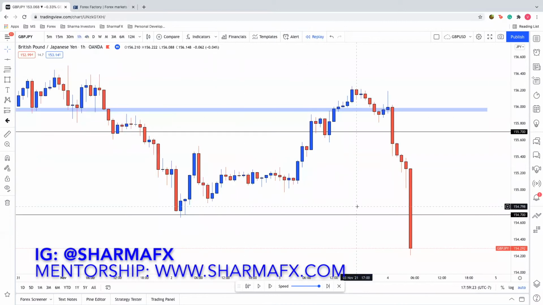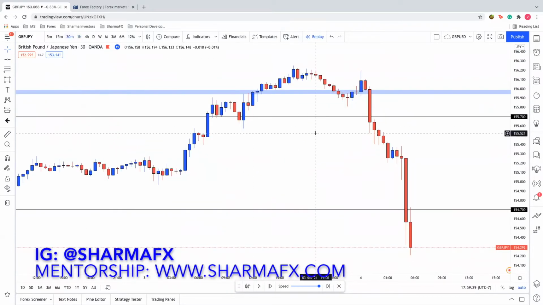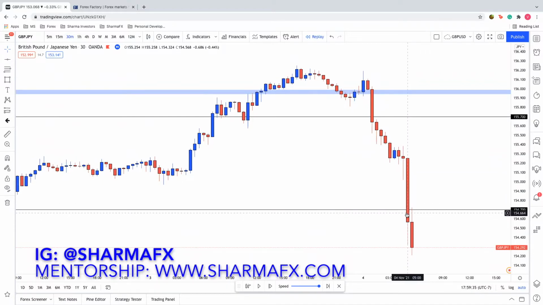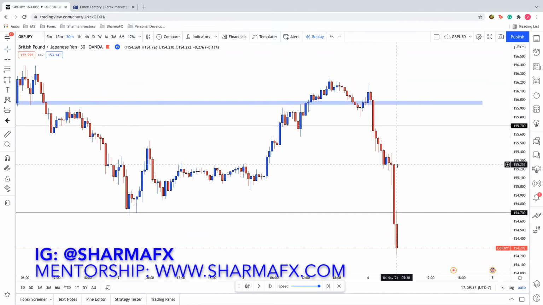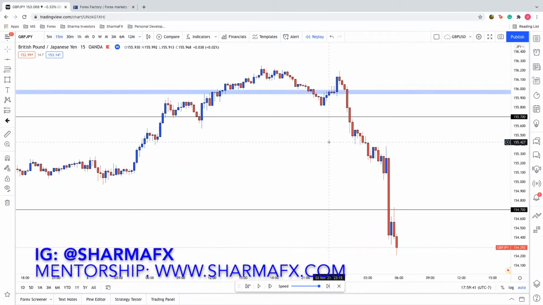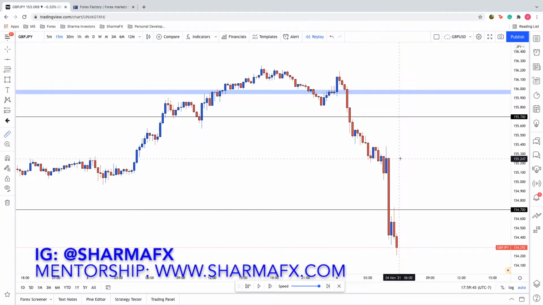Drop down to the 1-hour time frame. You got a massive sell-off. We're breaking below 154.700. Drop down to the 30-minute time frame. And then here's that interest rates news candle that took us all the way down, right? So on the 30-minute time frame, you had that entire push down. On the 15-minute time frame, same thing, an entire push down. That one 15-minute candle pushed down for about 87 pips. That was all interest rates.